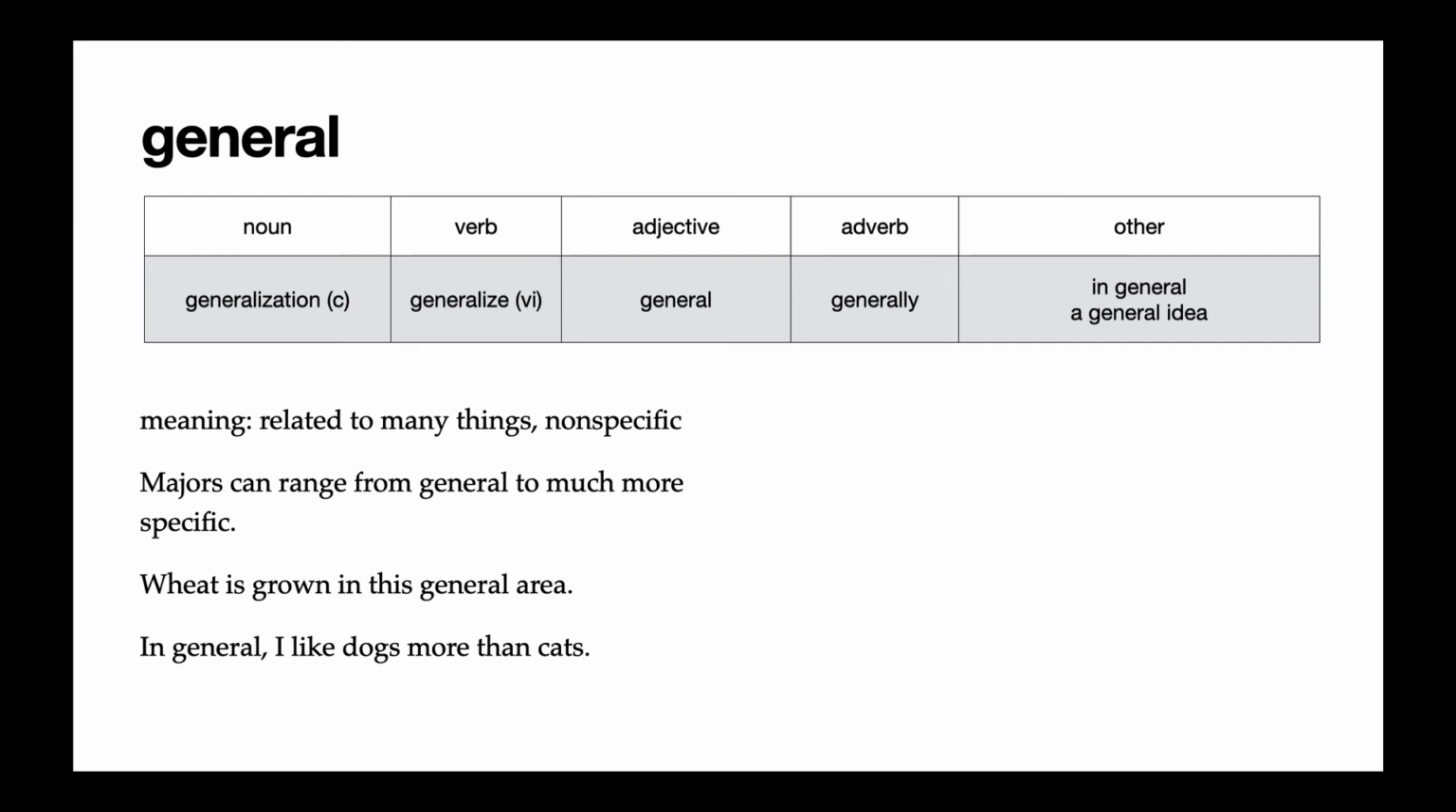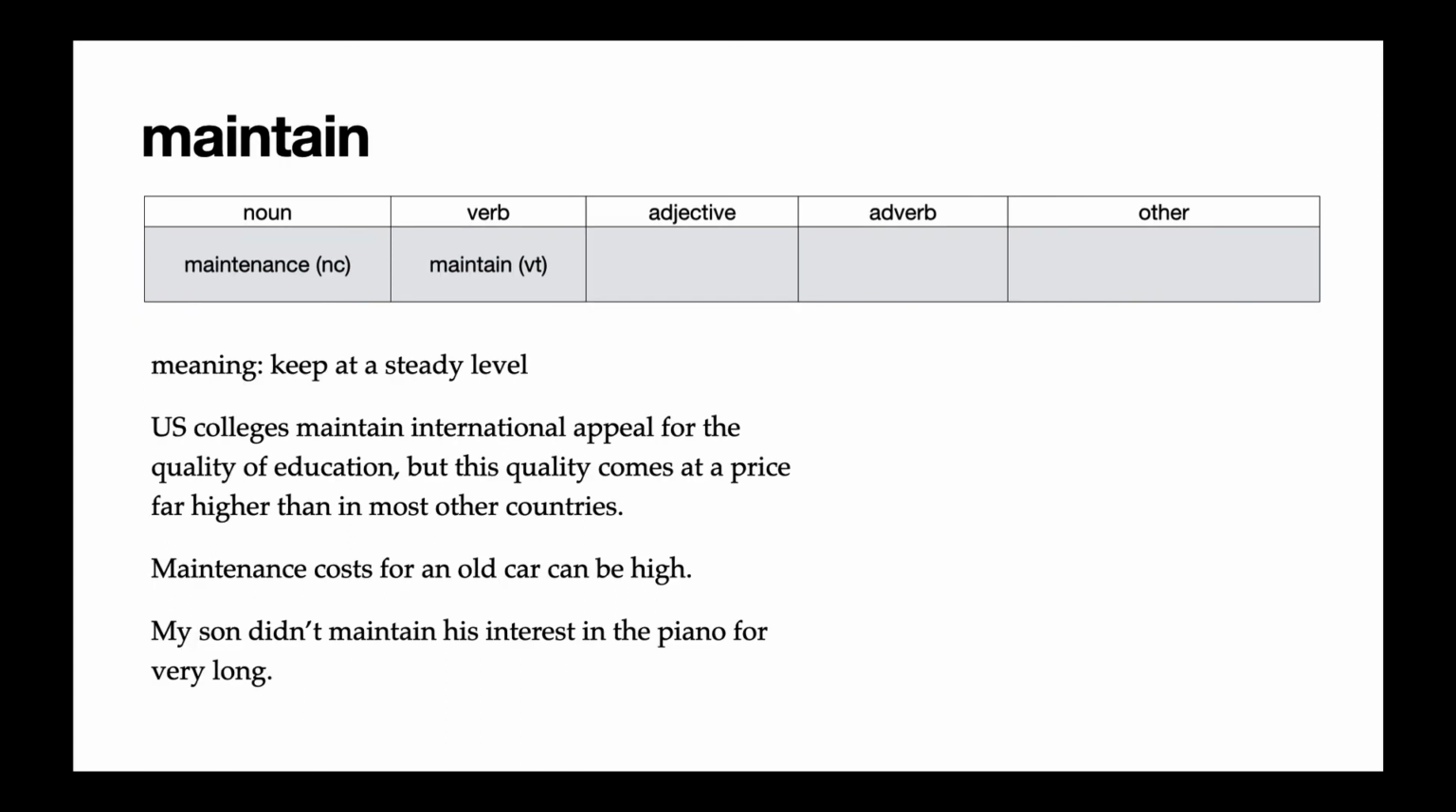Or the sentence, I like dogs more than cats, is a generalization, right? It's true most of the time. Or you could say, to generalize, I like dogs more than cats. That's a general idea. Our next word is maintain, which is a transitive verb. And to maintain means to keep something at a steady level. That means it's not going to change too much.